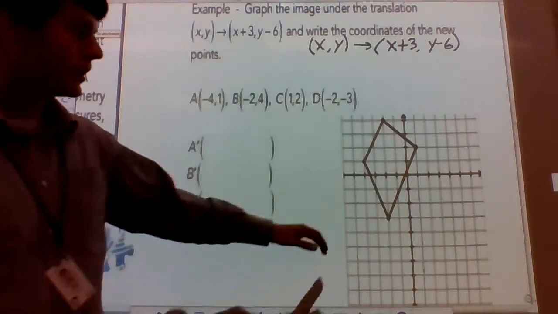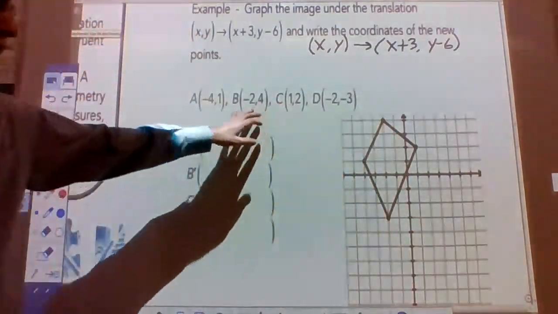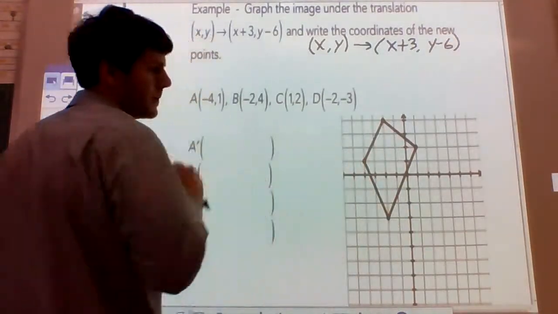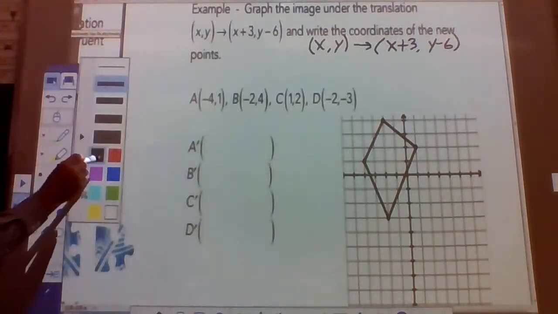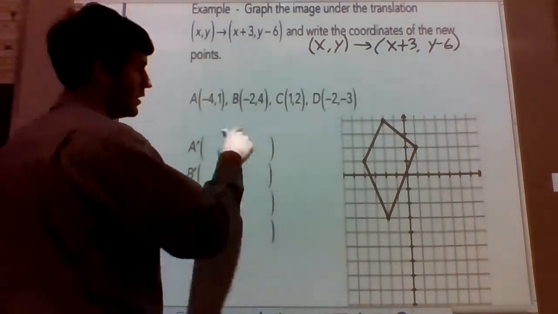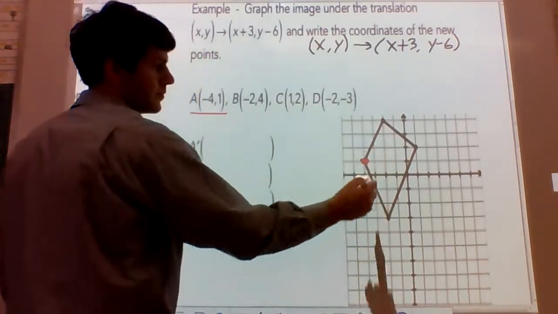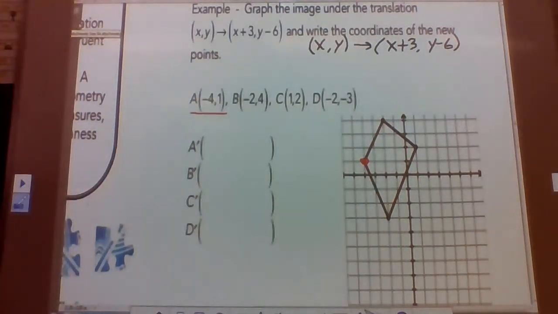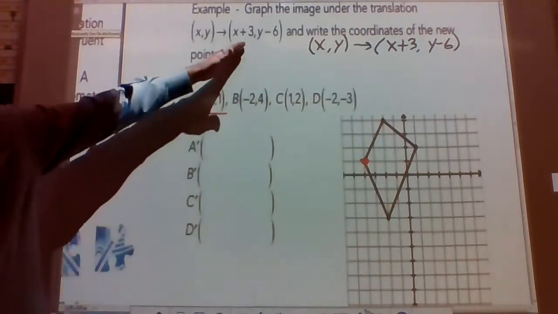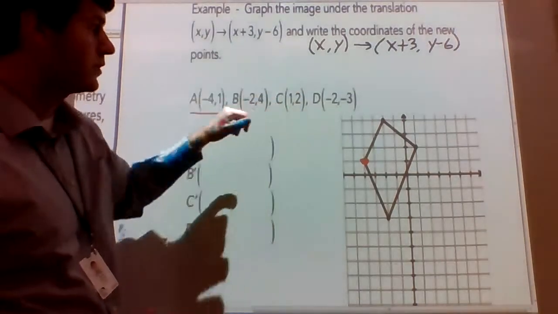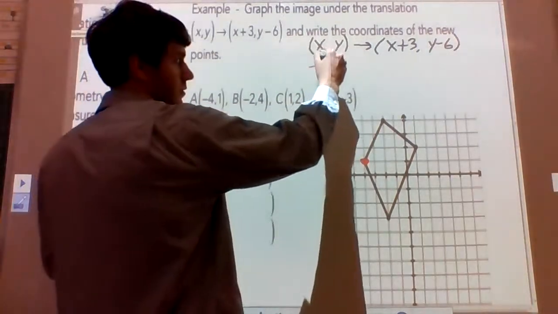We have our preimage already drawn, with the 4 vertices of our quadrilateral. Again, there's an infinite number of points in this quadrilateral, but we're just going to look at the 4 vertices. The first one is negative 4, 1, this point right here. We want to translate that point according to our mapping notation. There are two ways to do it. The first way is to use our mapping notation directly.